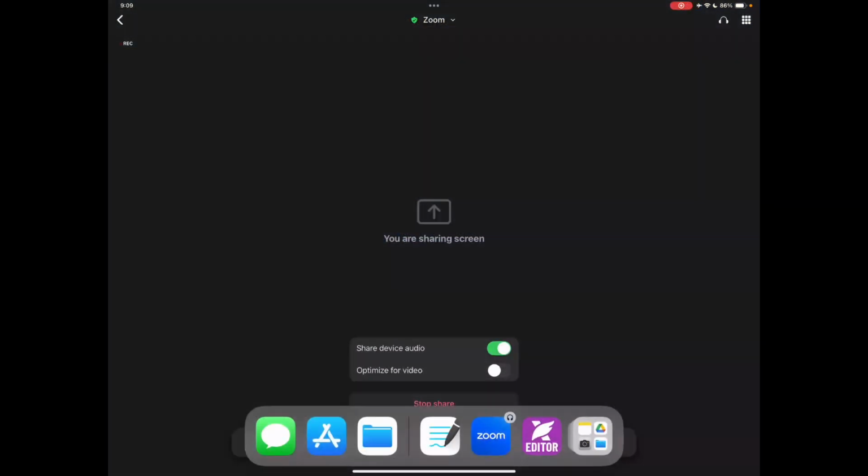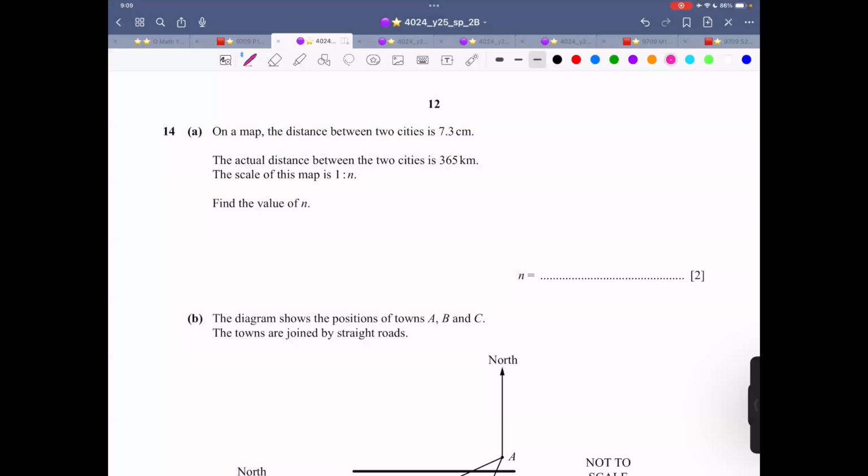So now, people, let's have a look at this question, which is now question number 14. The question says, on a map, the distance between two cities is 7.3 centimeter. The actual distance between the two cities is 365 kilometer. The scale of this map is 1:n. Find the value of n. A very technical question. First of all, keep in mind, we have kilometers, we have meters, we have centimeter. It's a question about conversion. It's a question about ratio proportion.